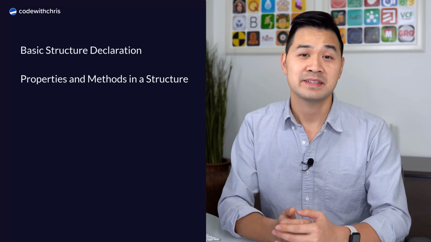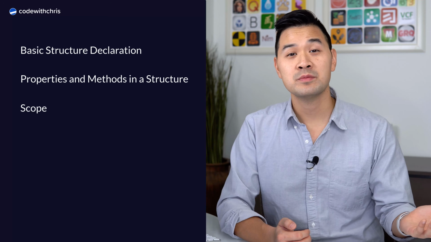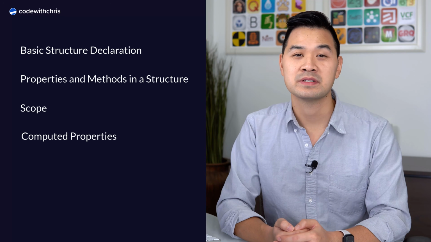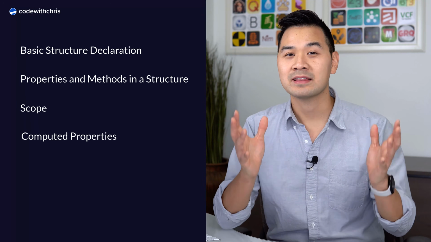All right, let's do a quick recap before we wrap up this lesson. You learned how to declare a basic structure. You learned about properties and methods in a structure. You learned about scope, and you learned about computed properties as well. Now, I know that the hard part is wrapping your head around these concepts. As we code further together, you're going to see these concepts put into practice.